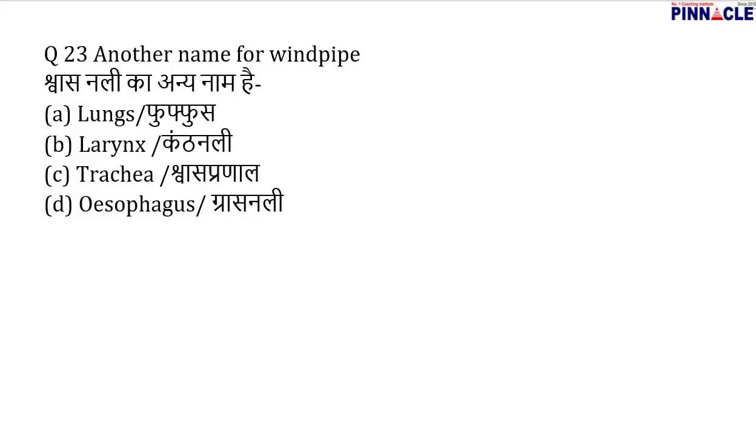So now moving to question number 23. So question number 23 asks us what is the another name for windpipe? So the another name for windpipe is trachea. What is trachea? What is windpipe? It's a narrow tube. Okay, and this narrow tube allows the passage of air from nose to lungs.